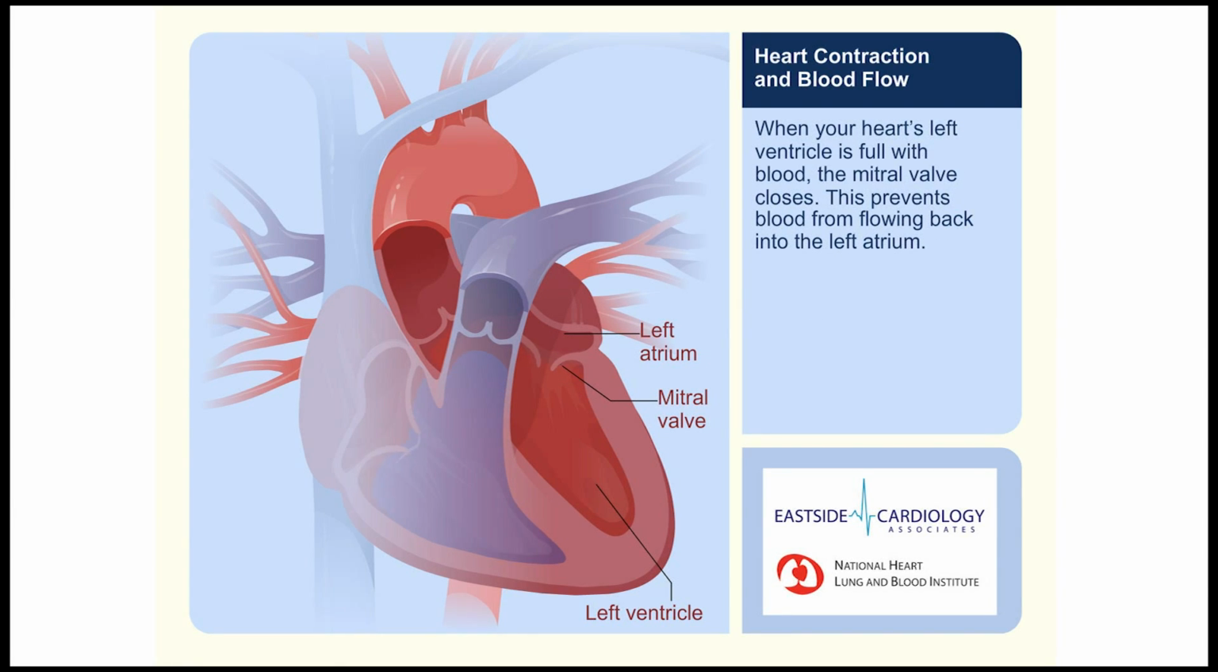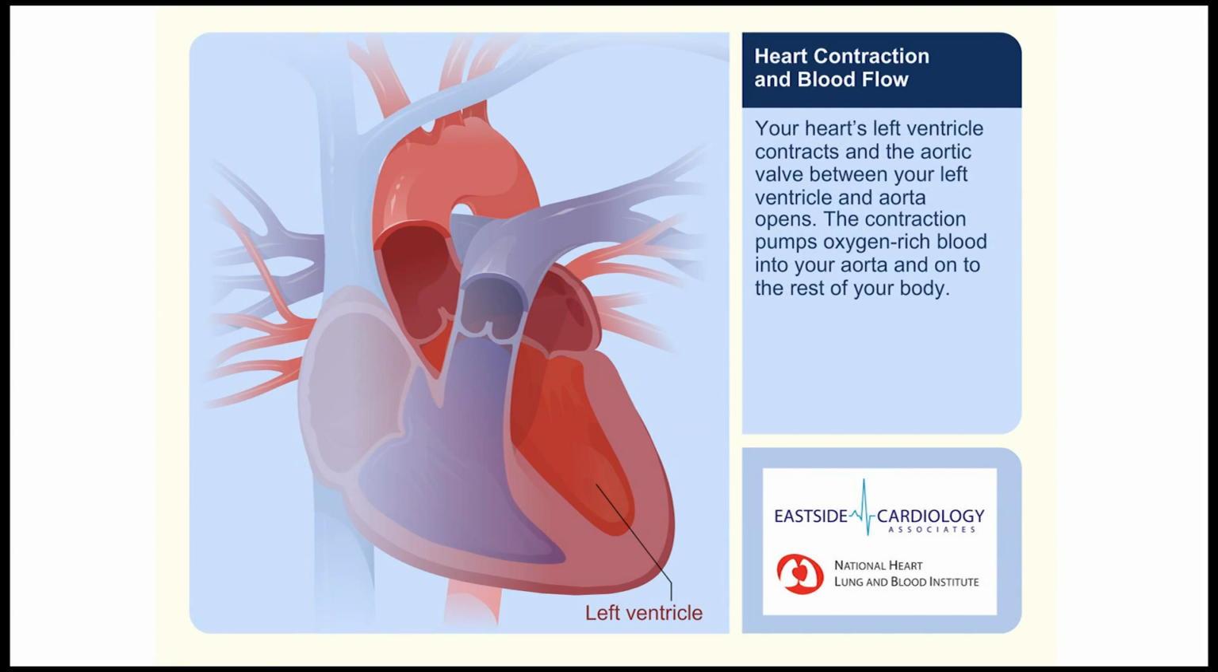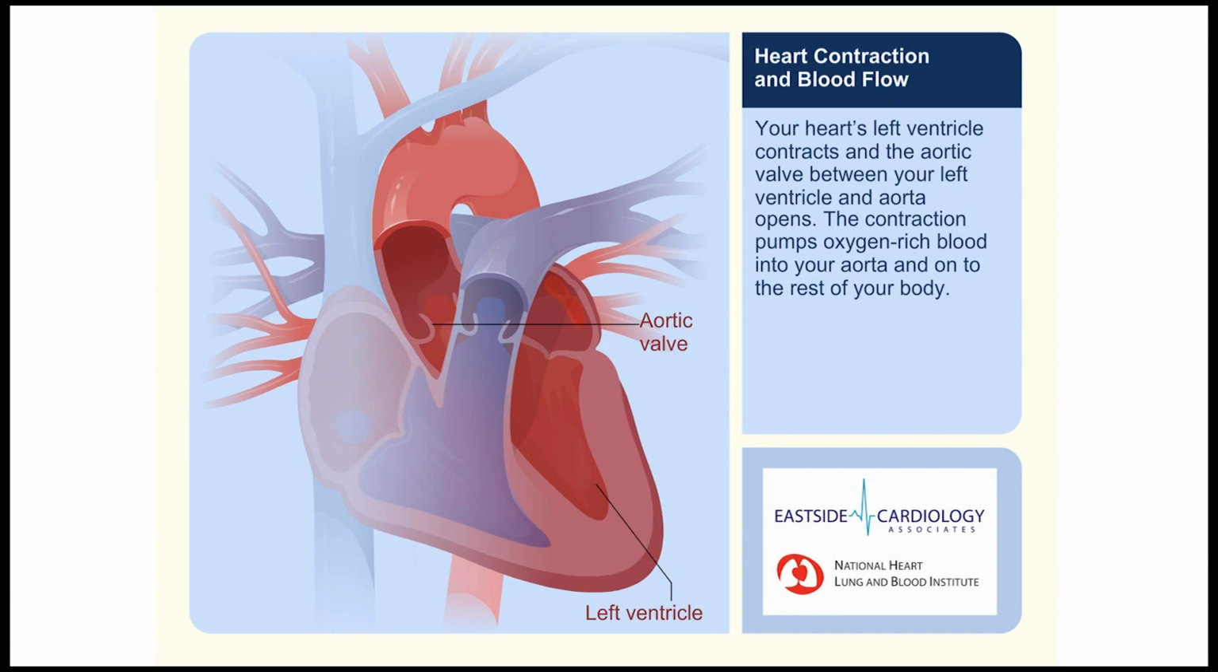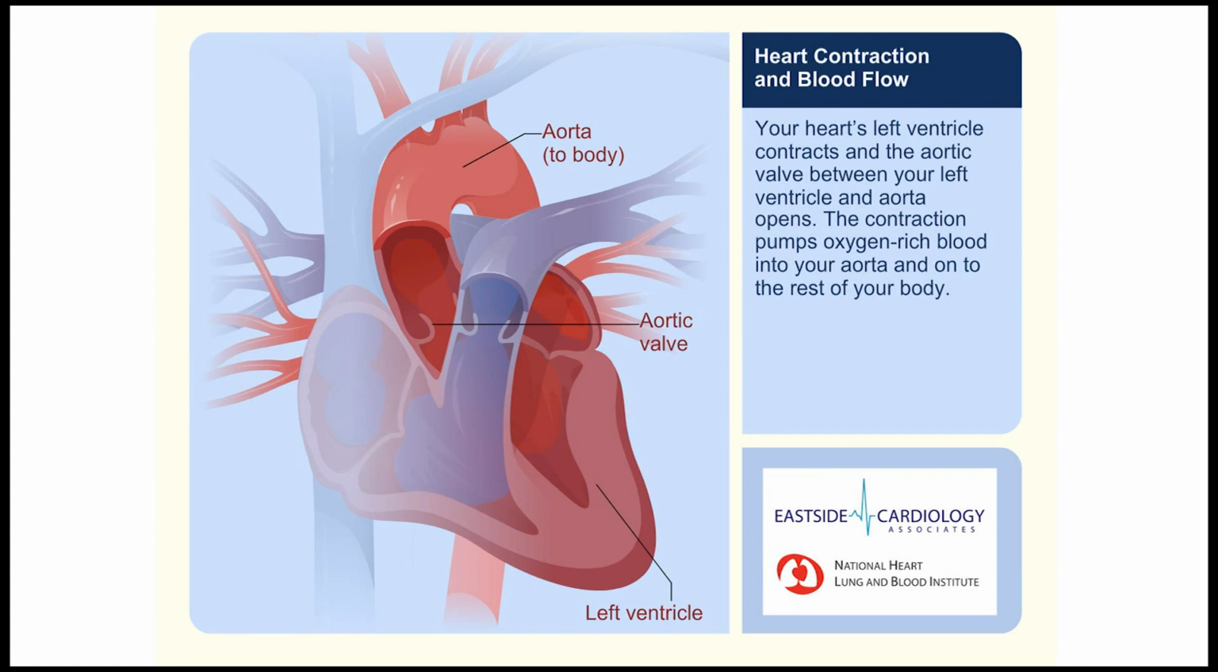When your heart's left ventricle is full with blood, the mitral valve closes. This prevents blood from flowing back into the left atrium. Your heart's left ventricle contracts and the aortic valve between your left ventricle and aorta opens. The contraction pumps oxygen-rich blood into your aorta and onto the rest of your body.